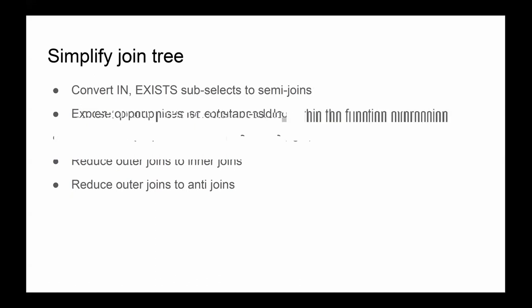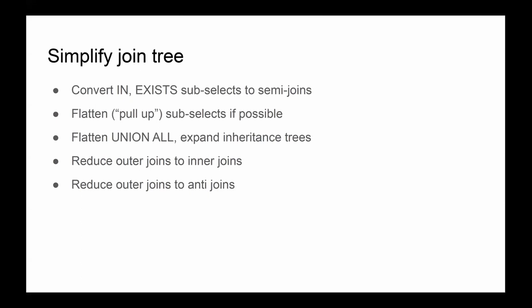And simplify the join tree. There are several cases where we can transform the join tree into a more efficient form. But in this step, we don't have any statistics info to use. So we do the transformation based on some predefined rules. For ANY and EXISTS sublinks in WHERE and JOIN/ON clauses, we can try to transform them into semi-joins. And for subqueries in the join tree, we can try to merge them into the parent query. We also try to reduce join strength by reducing outer joins to inner joins or anti-joins.